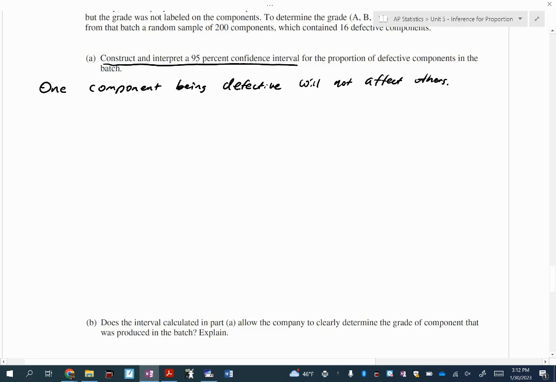Okay, what's after that? Does it say anything about random sample? It doesn't? There you go. Boom. I'd say it's a random sample of 200 components. So random sample of 200 components. Okay, what's next?